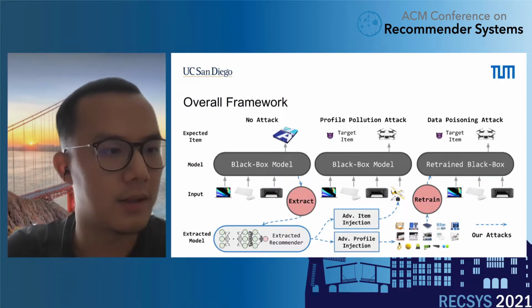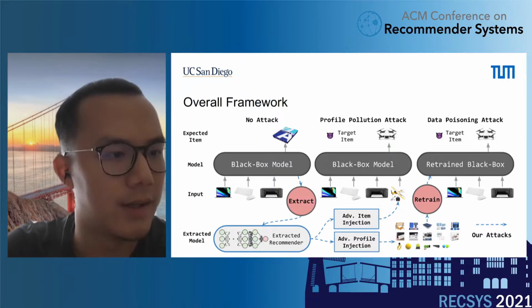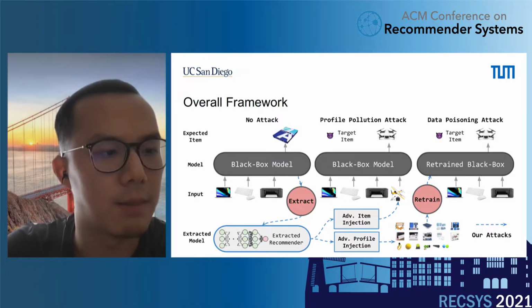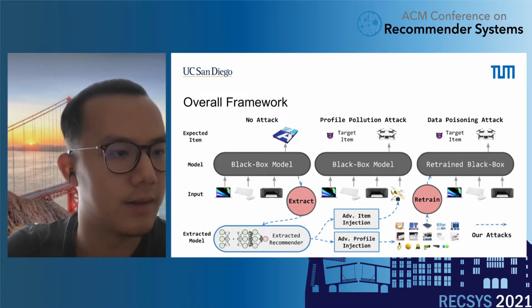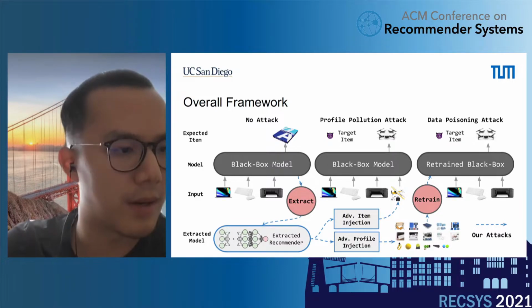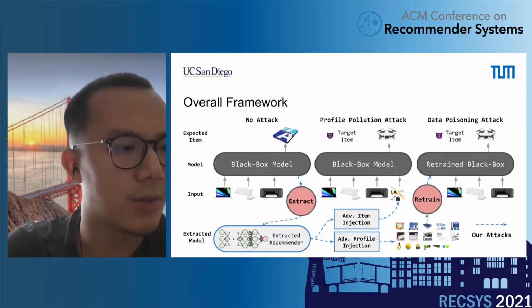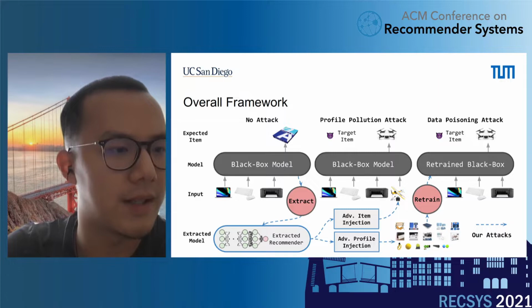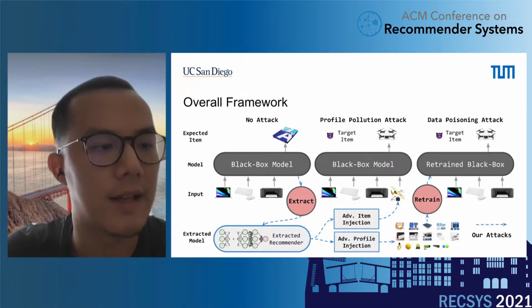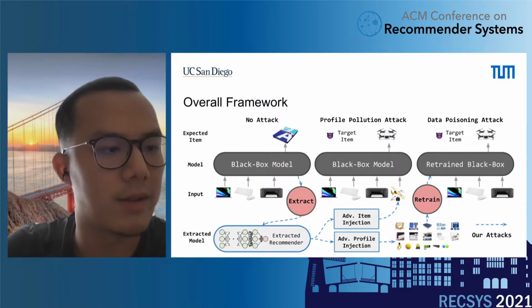So let's take a look at our overall framework. The left part of the figure represents the black box model not under any attack, and we can generate autoregressive data to extract the white box model. And it can be used to generate fake profiles and data poisoning. In the former case, we pollute the test time data to attack, and in the latter case, the retrained recommender would ideally carry the bias of the poisoning data and recommend our targets.